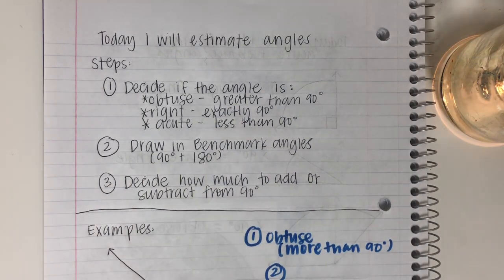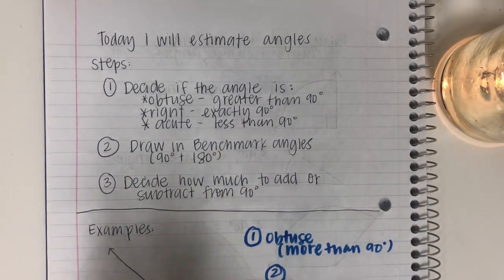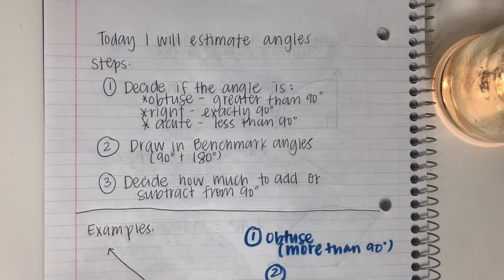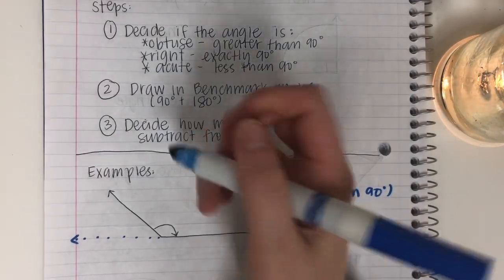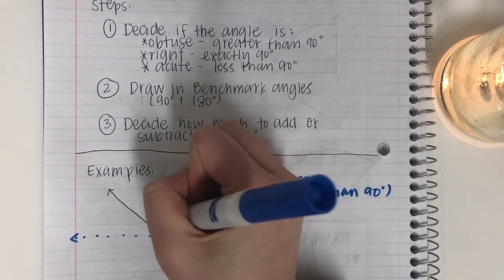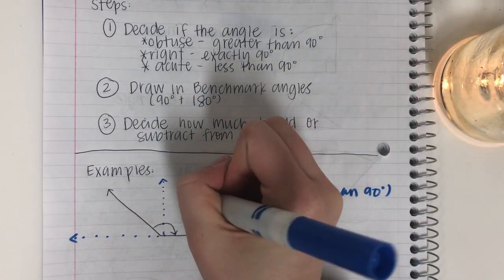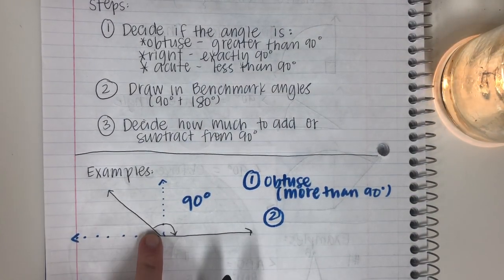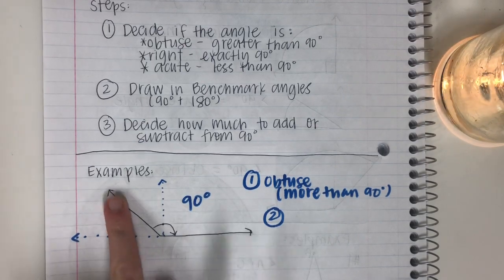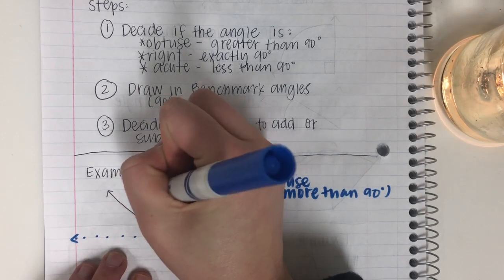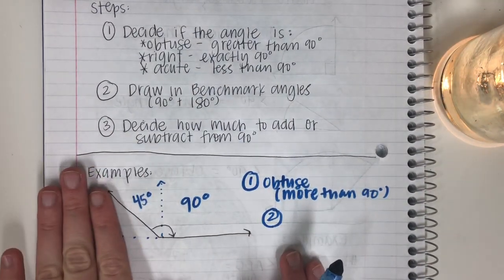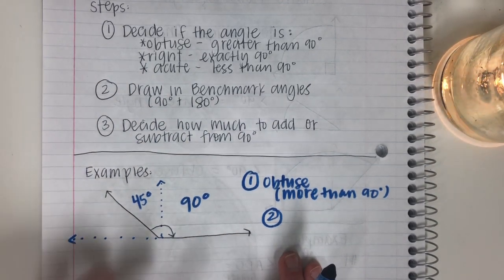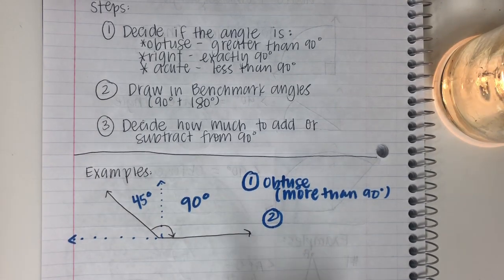Step 2 is I need to draw my benchmark angle. So I'm going to draw 180. So this is already 180. Okay, so that's 180. And then I'm going to draw my 90. So my 90 degrees is here. Okay, so I have 90 degrees, but it's a little bit more. On the other side, I see that it's half of 90. So it's going to be 90, and then another half of 90 is 45. So we have 90 degrees plus about 45 degrees. Remember, estimation is like about, so it's not going to be 100% exact, but using benchmark fractions, we can kind of figure out what it might be.